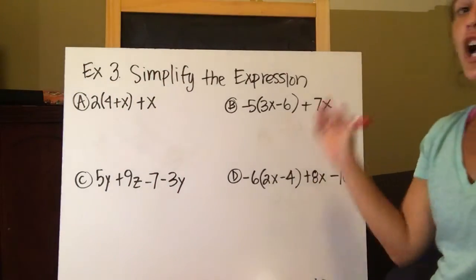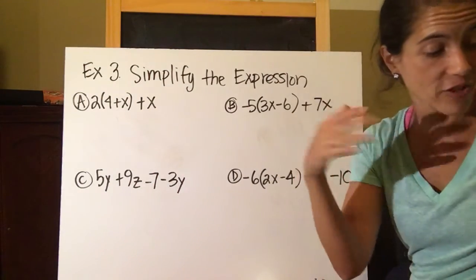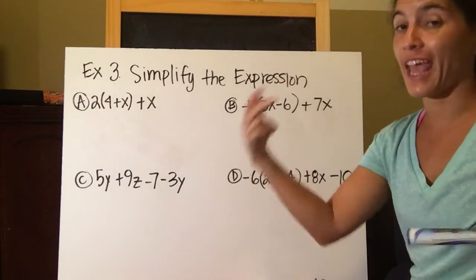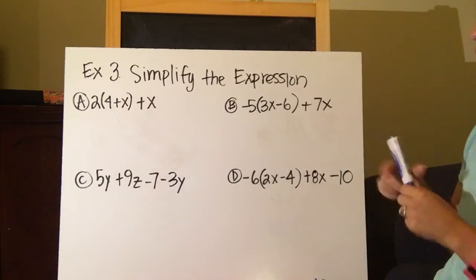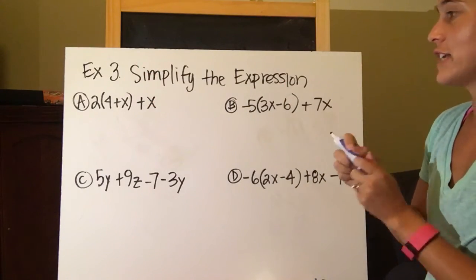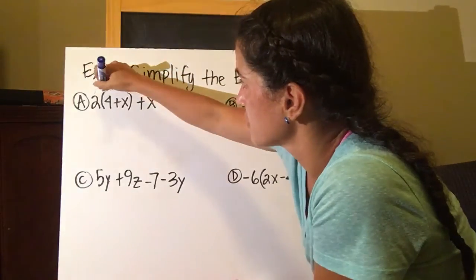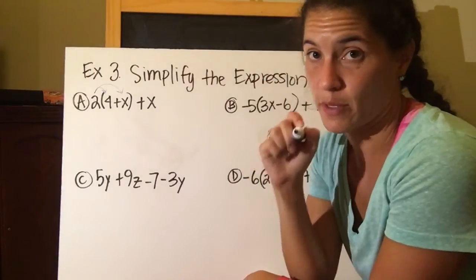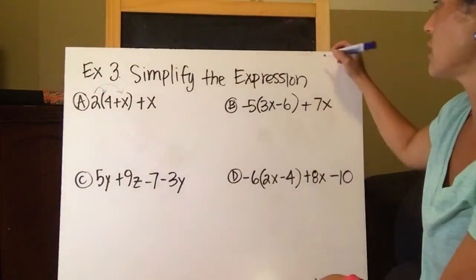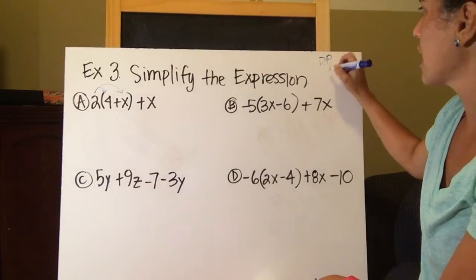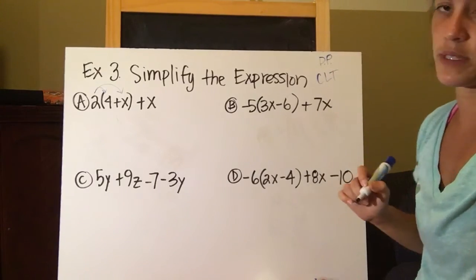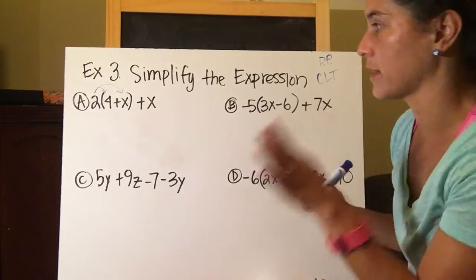All right, so we're putting it all together. We're going to do everything, distributive property and combine like terms. The directions: simplify the expression. All right, so copy these down. Example A. First thing I'm going to do is I'm going to simplify by distributing. I'm going to do the distributive property. So the distributive property first, and then you're going to combine like terms. Distributive property first, and then combine like terms.